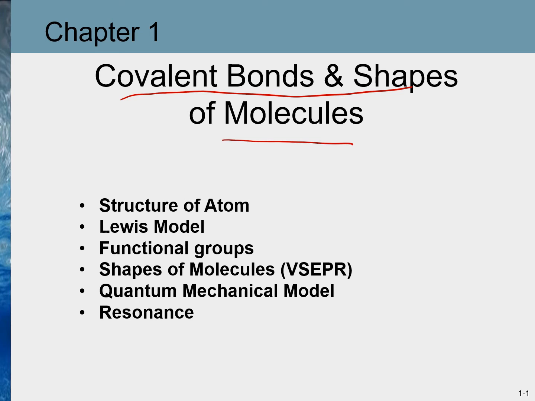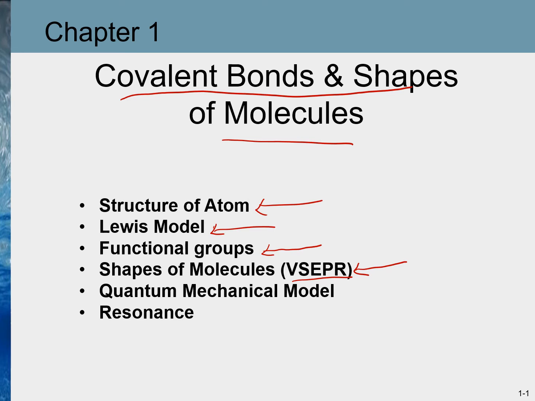In this chapter, we will review the structure of atoms, and then we'll talk about the Lewis model. Under Lewis model, we will learn how to draw Lewis structures from the condensed structure formulas. Then we will review what are main functional groups in organic compounds, and then we will discuss shapes of molecules. We will briefly go over valence shell electron pair repulsion theory, and we will talk about how this theory explains the shapes and bond angles of molecules.